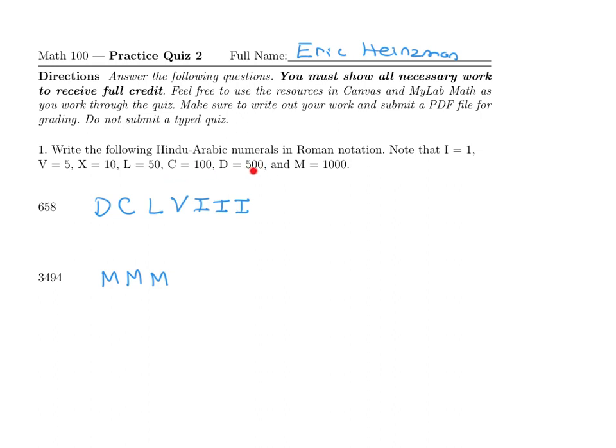Instead, D is 500. If you put a C before it, you're saying subtract 100 from 500. So for the 400, that is C followed by D. This is 2 symbols to represent the 400.